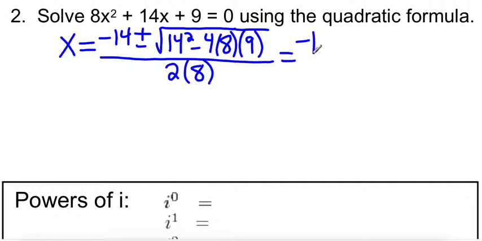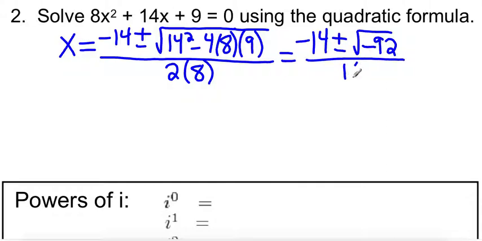So, negative 14 plus or minus, I need a calculator. I'm going to put that discriminant in the calculator. 14 squared minus 4 times 8 times 9 gives me negative 92 over 16. Now, before complex numbers, we would have looked at this and said, hey, there's a negative under the radical. That means there's no real solution, which is correct. There is no real solution.